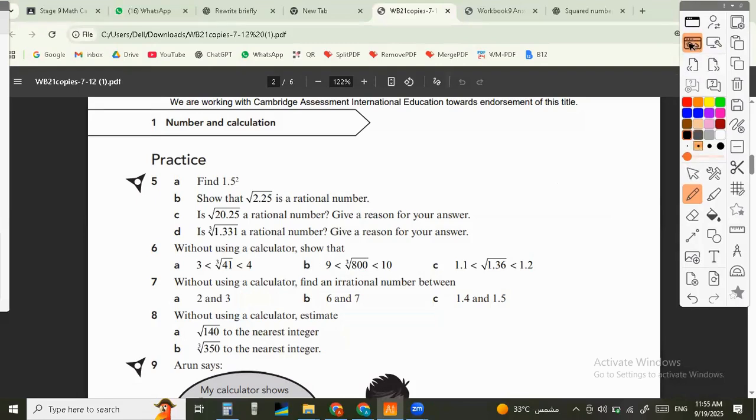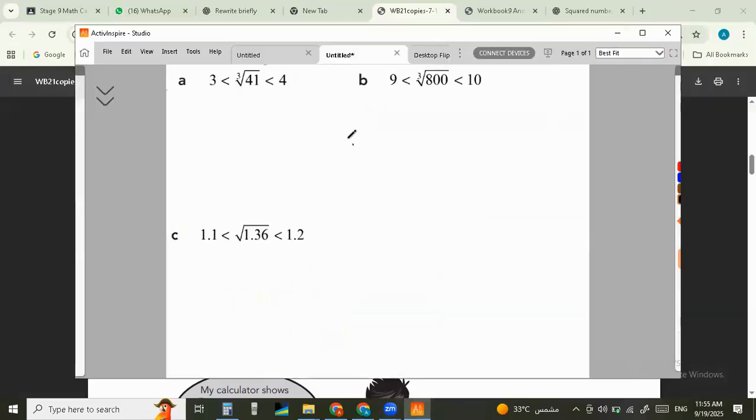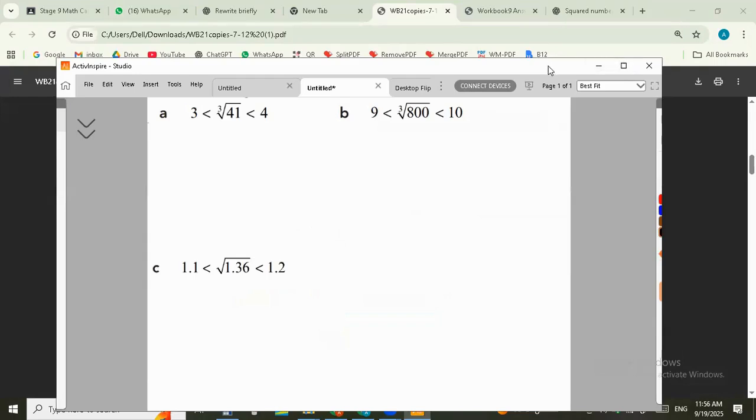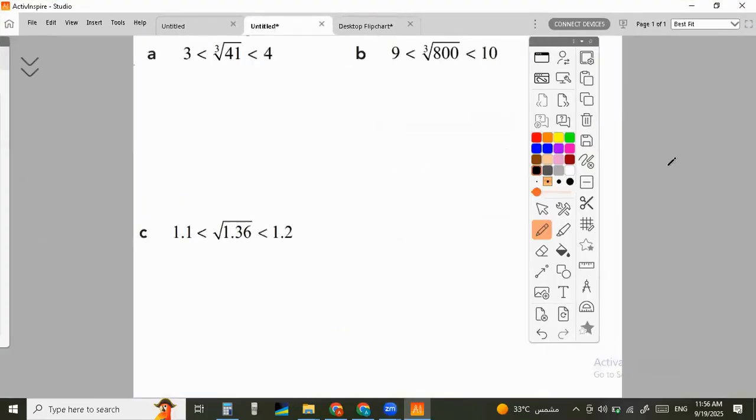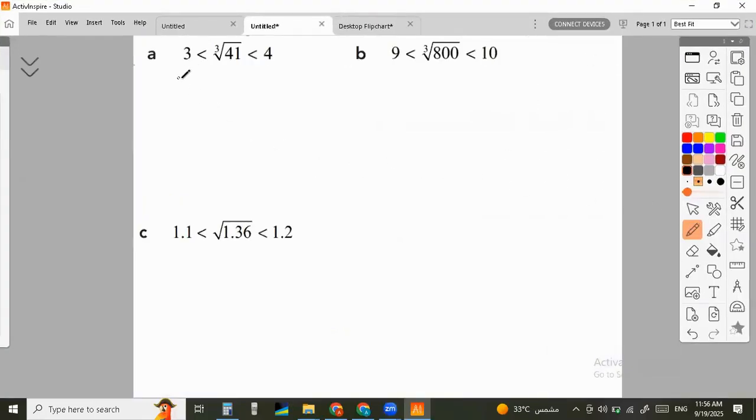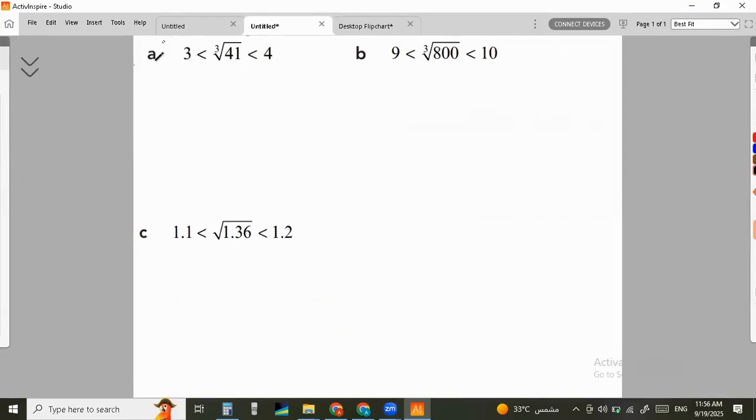All right, here, the next question, question 6. Question 6 says to you, without using a calculator, show that. So they want you to show this without using a calculator. All right, mister, it's very easy. The only thing that I'm supposed to do is, 3 is the cube root of what? Because here they're using the cubic root of 41. I need to show that it's between 3 and 4. Then I need to convert the 3 and 4 into cubic roots as well to show that this is true. So cubic root of 27, cubic root of 64. Oh, yes, mister, it is between.